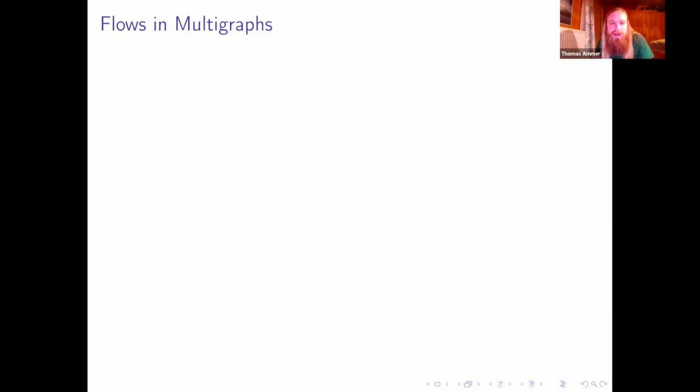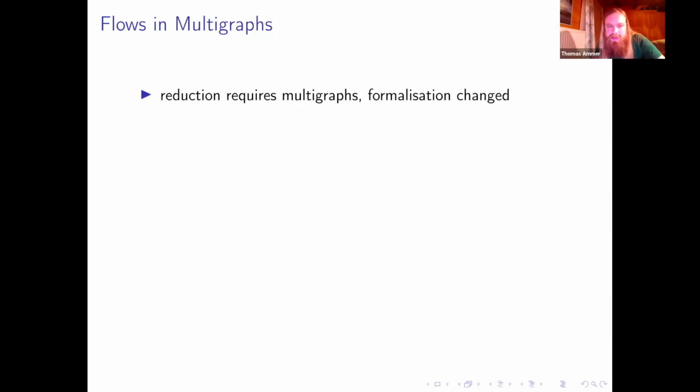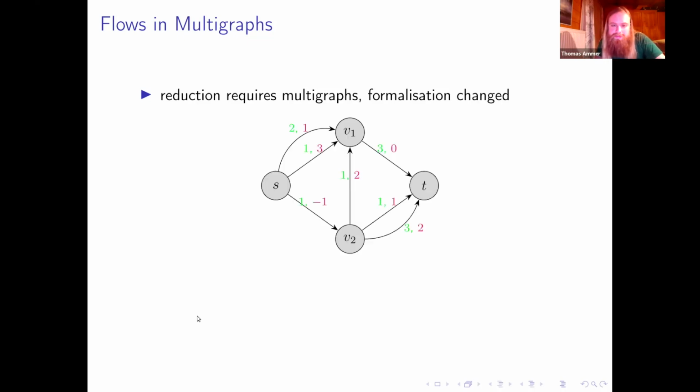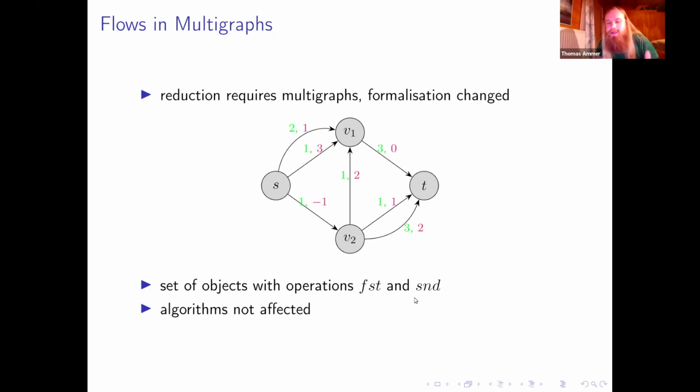Okay, now a few technicalities. This reduction requires multigraphs, and the formalization had to be changed because of that. Just in case you don't know, a multigraph is a graph where we have multiple edges between vertices. And this is formalized as a set of objects together with two operations, first and second, that return the respective endpoints.